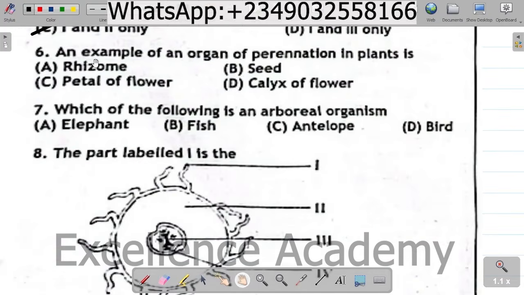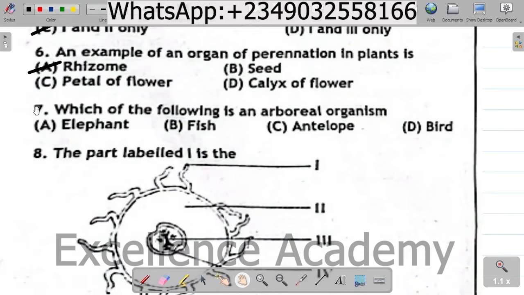Question 6. An example of an organ of perennation in plants is A. Rhizome, B. Seed, C. Petal of flower, D. Calyx of flower. The correct option is A. Rhizome. Rhizomes are modified underground stems which form buds and send out roots and shoots from its nodes. It is the main organ of perennation in plants. So the correct option is A.